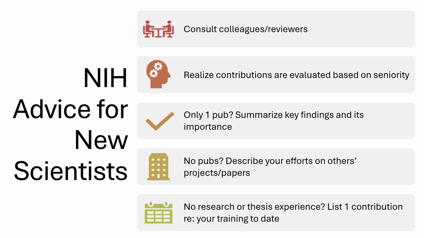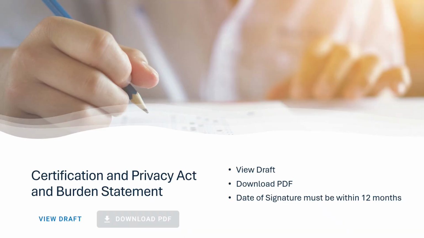Similar to that, the NIH also offers some advice for new scientists when crafting the section, but again, it's consulting colleagues and external reviewers, understanding that your contributions to science are evaluated based on seniority. If you only have one publication, they suggest summarizing the key findings and the importance of that publication. If you don't have any publications, they say that you should have one contribution describing your efforts on others' projects and papers. And if you have no research or thesis experience at all, just use the one contribution to list your training to date.